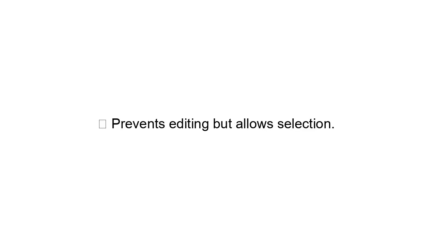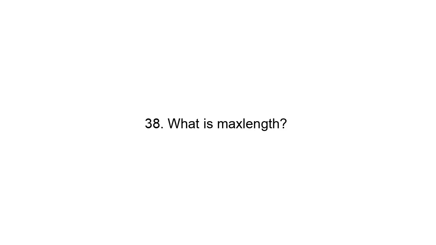Makes field mandatory. 36. What is disabled attribute? Prevents user interaction. 37. What is read-only? Prevents editing but allows selection. 38. What is maxlength? Limits input length. 39. What is autocomplete? Suggests previous values. 40. What is pattern attribute? Regex validation for input.